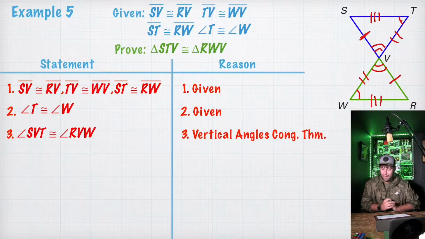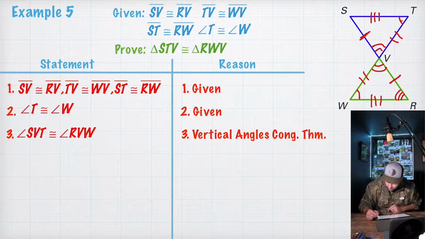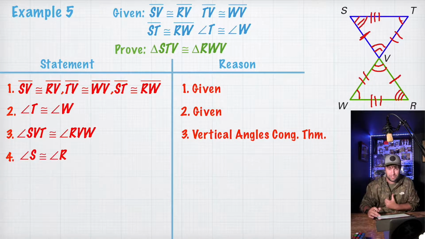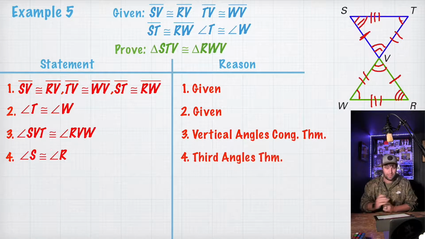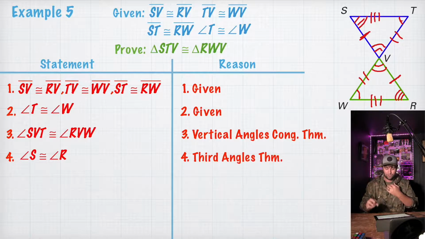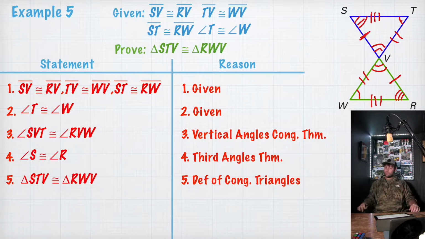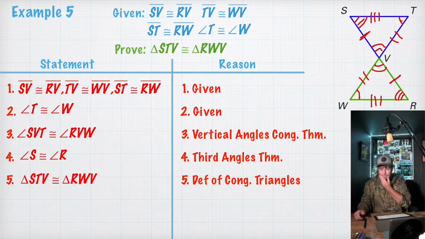That's not bad. Now we know two of the three angles are congruent. And if we know two of the three angles are congruent, we can actually state that angle R is congruent to angle S by the third angles congruence theorem, the one we just learned like two slides ago. Okay, so now we know all the angles are congruent and we know that all the sides are congruent, so we can state what we're trying to prove. Triangle STV is congruent to RWV. And the reason we know that is the definition of congruent triangles. The definition of congruent triangles says all corresponding parts have to be congruent. Okay. That was the last example.